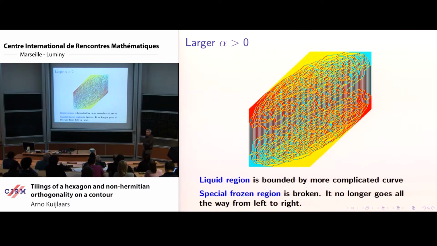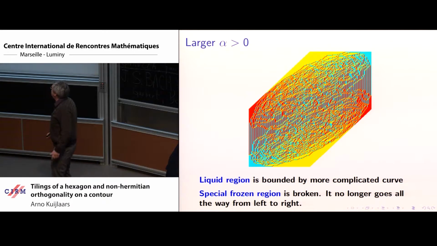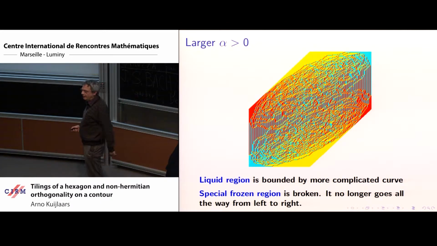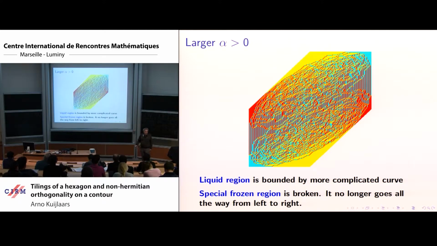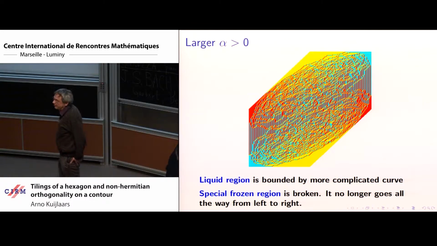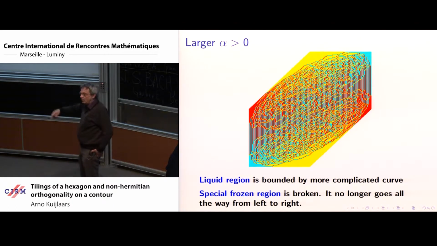Then if you increase your parameter alpha further, it's still less than 1, but it's not a tiny alpha anymore. Then what happens is that these two ellipses in the limit come together, they merge, and in the large n limit you see a liquid region that's bounded by a more complicated algebraic curve. And you can also see that there's still this special frozen region where you have two tiles, up here and also over here, but it's no longer going all the way from left to right. So this is also broken, right?